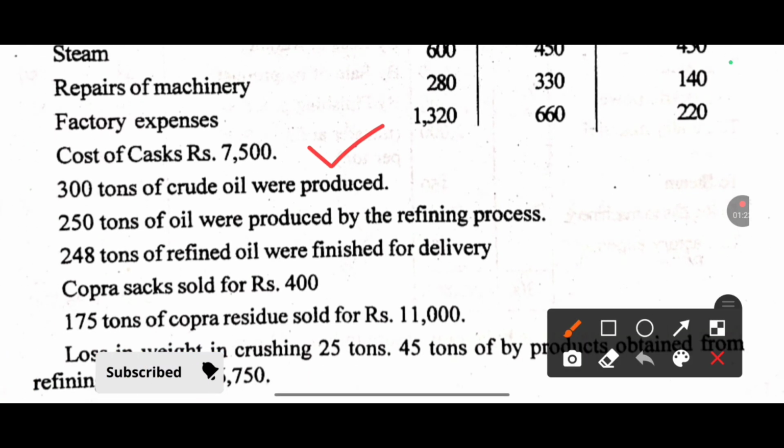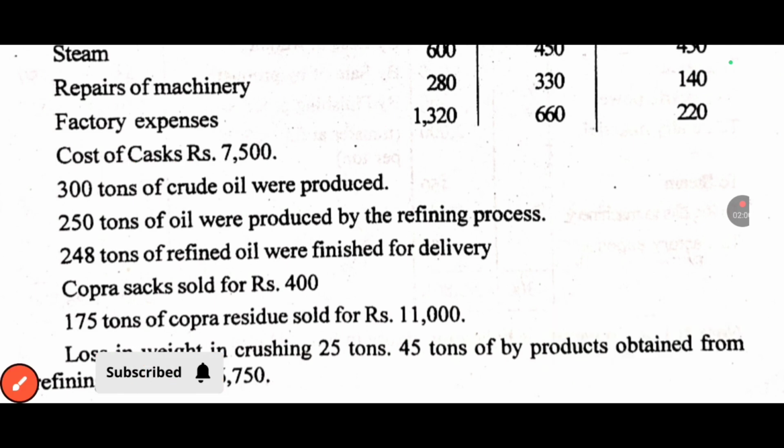Cost of a cask is rupees 7,500. What is meant by cost of cask? At the end of the finished product, the oil is ready for marketing, to be sold. How can they sell the oil? Only after filling the oil into containers or bottles can they market that oil. So the cost of a cask means the oil container. The cost of the oil container, 7,500, will be entered on the finished process account.